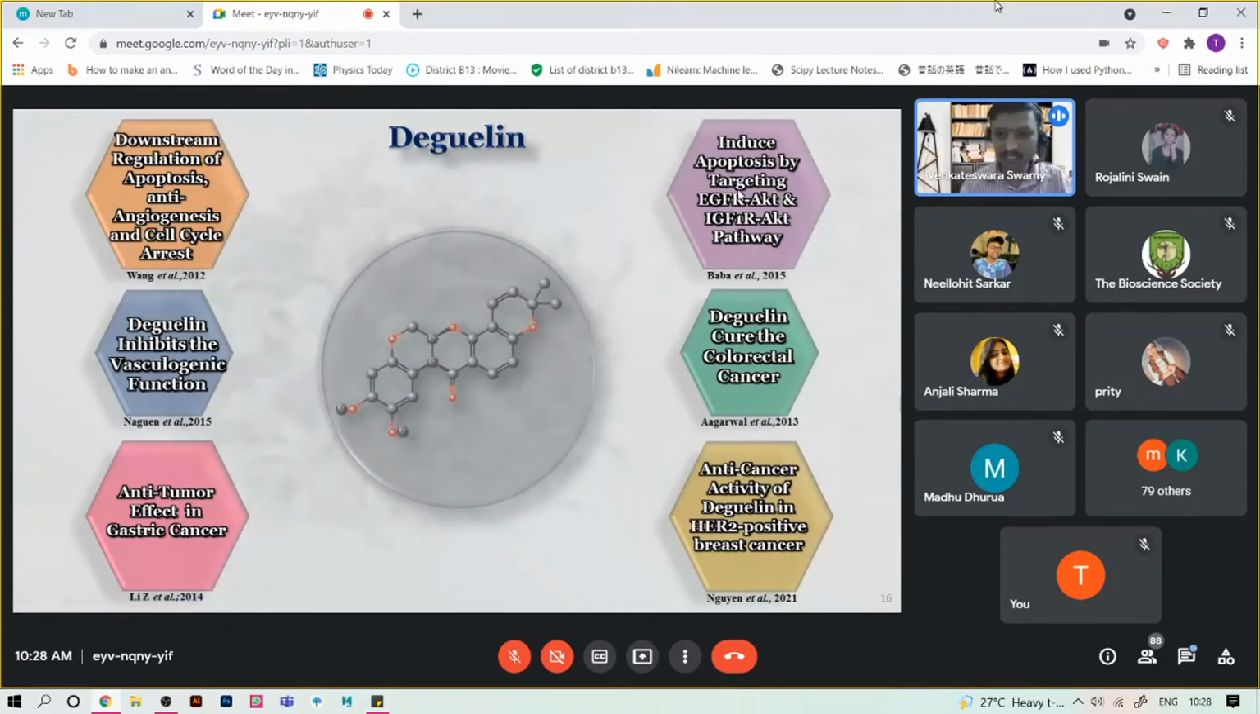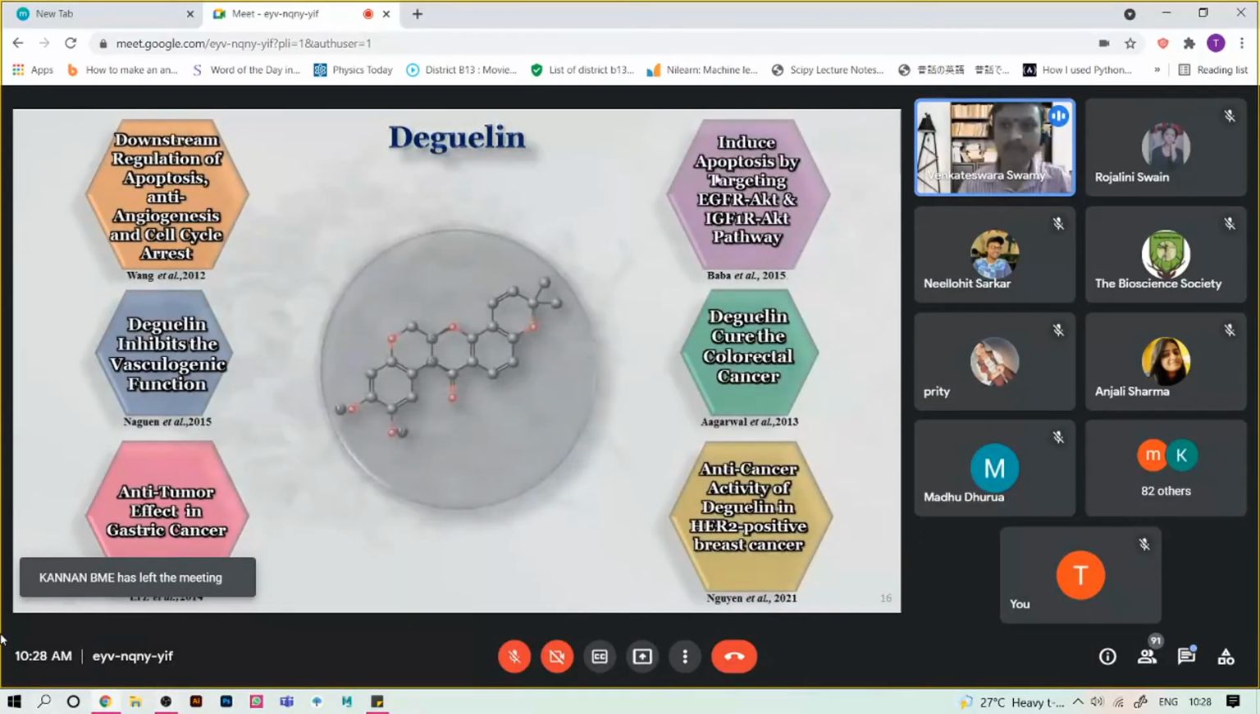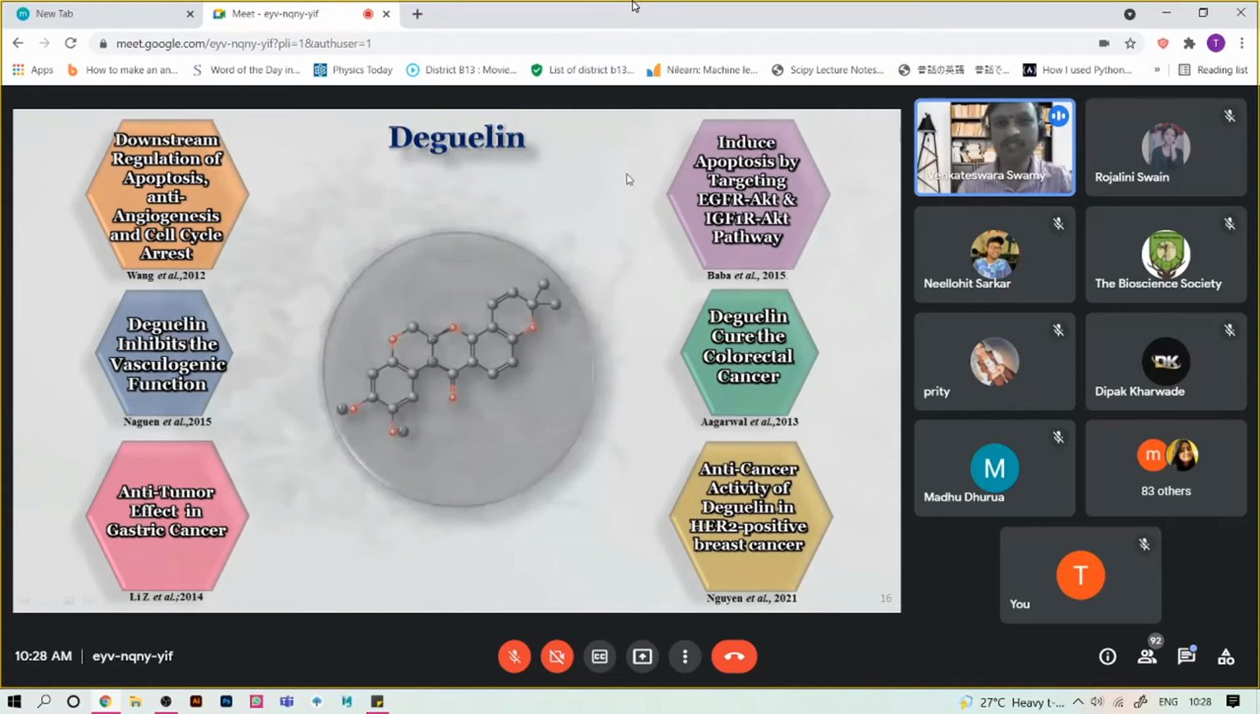Here we can see that a recent publication in 2021 shows the anti-cancer activity of degulin in HER2 positive breast cancer. It is able to inhibit the cancer, and degulin cured colorectal cancer in 2013, and induced apoptosis by targeting EGFR, the epidermal growth factor receptor, in the AKT and IGF-1 AKT pathways, with downstream regulation of apoptosis, angiogenesis and cell cycle arrest. So we can see various importance in our treatment. This is a major molecule which is able to treat many types of cancer.